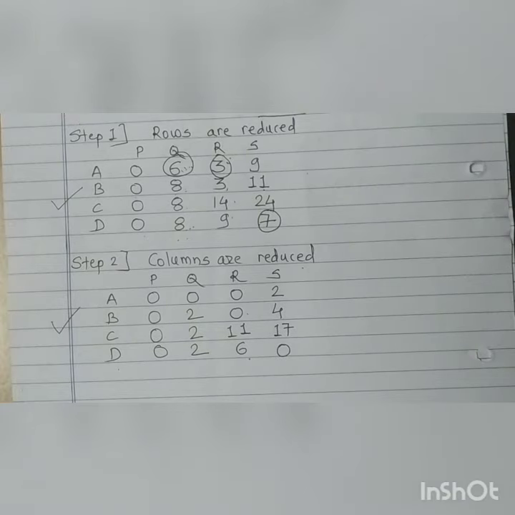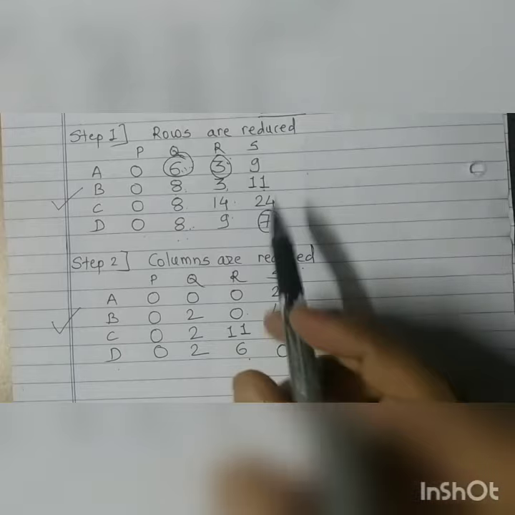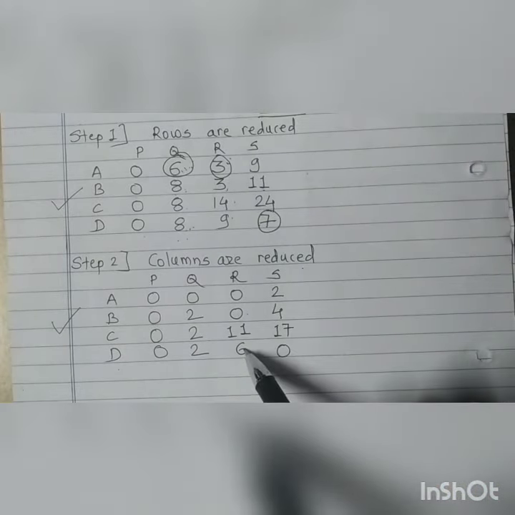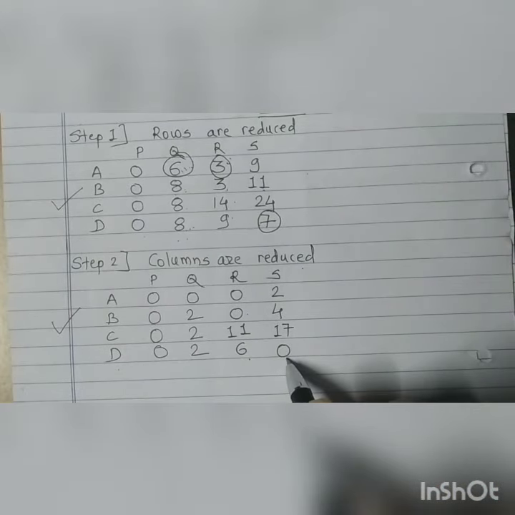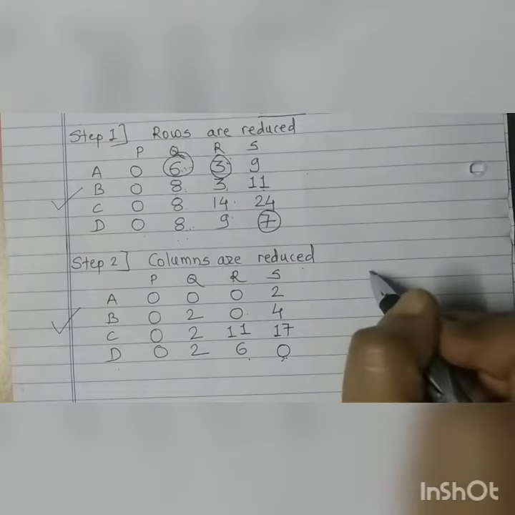Now next part is we have to draw lines. Why are we going to draw lines? Whatever we got from the rows reduce and column reduce, this is our improved matrix. We are going to check whether this matrix we have found is an optimum matrix or not. To find whether this matrix is optimum or not, we have to draw lines.